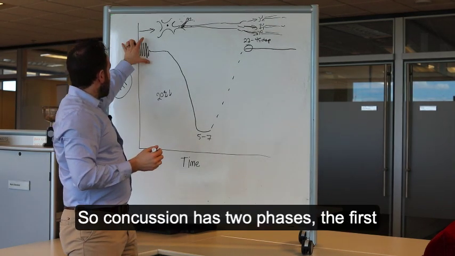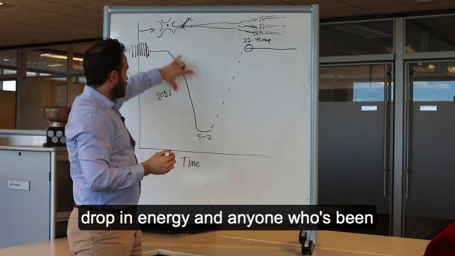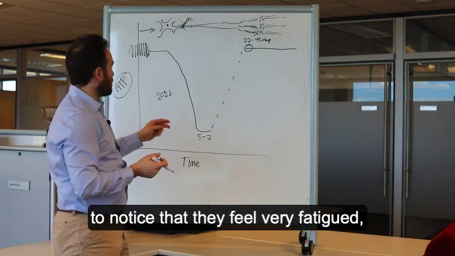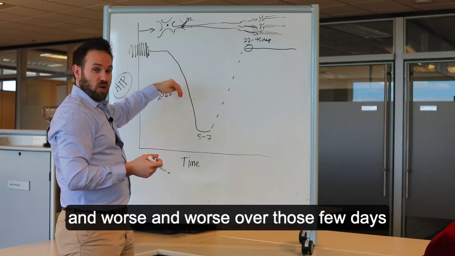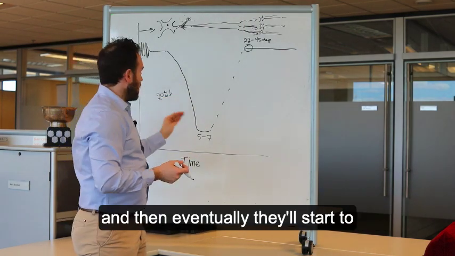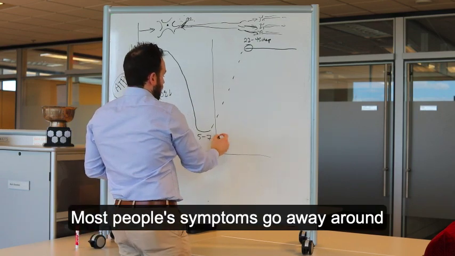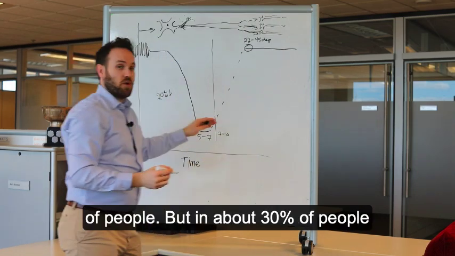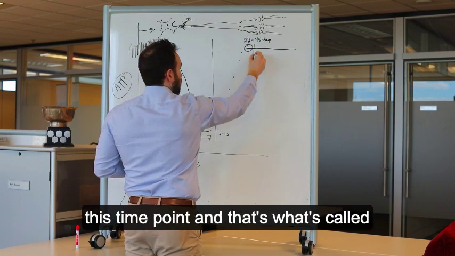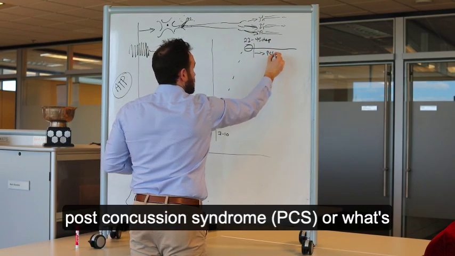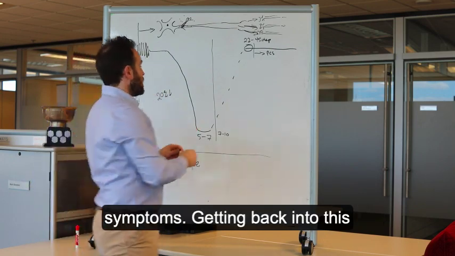So concussion has two phases. The first phase is excitatory. The second phase is called spreading depression, where you drop in energy, and anyone who's been around anybody with concussion is going to notice that they feel very fatigued, they're going to want to go to sleep, and their symptoms will get worse and worse over those few days, and then eventually they'll start feeling better. Most people's symptoms go away around day 7 to day 10. That's the majority of people. But in about 30% of people, they're going to have symptoms even beyond this time point, and that's what's called post-concussion syndrome, PCS, or what's now known as just persistent concussion symptoms.